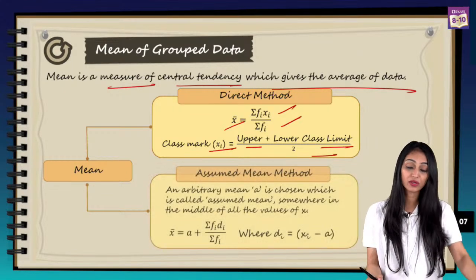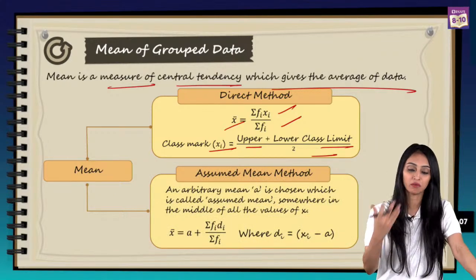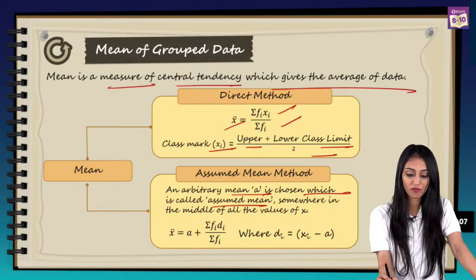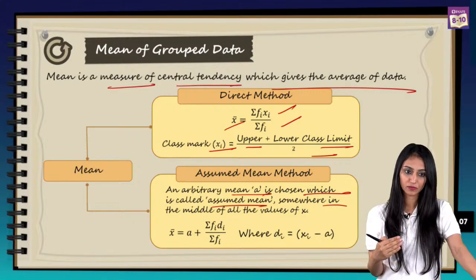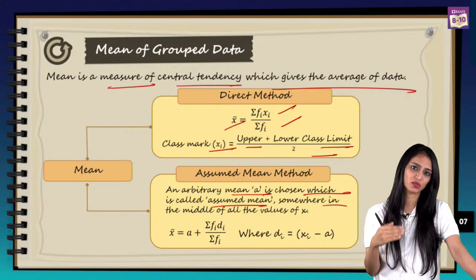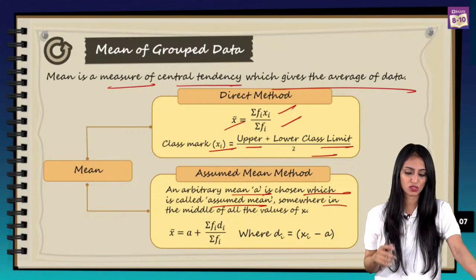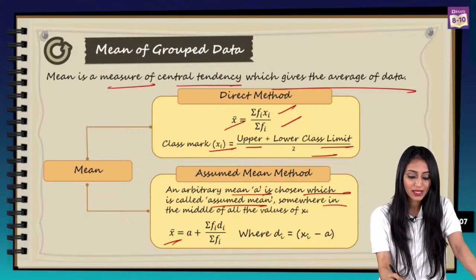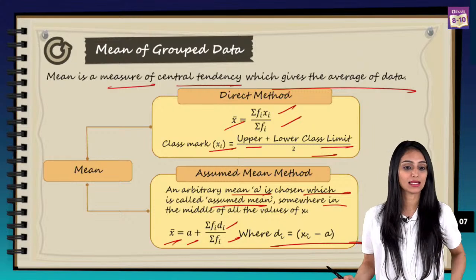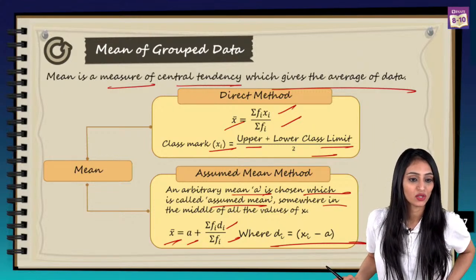Another method that we have here is the assumed mean method, where we assume the mean, right? So an arbitrary mean is chosen, which is called the assumed mean, somewhere in the middle values of the xi, right? Not the exact middle value, somewhere. Sometimes we have an even number of observations, sometimes an odd number of observations. So depending on that we pick. So x bar is a plus summation fi di by summation fi, where di is xi minus a. Thank you, Aditya Mishra.